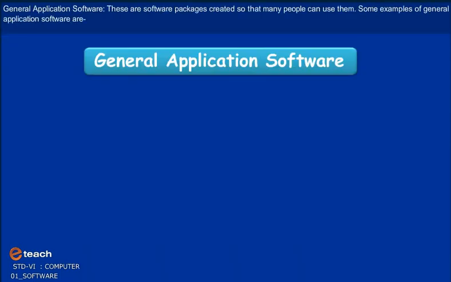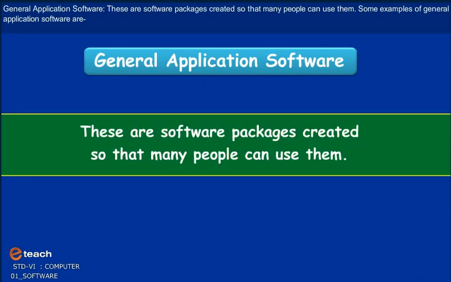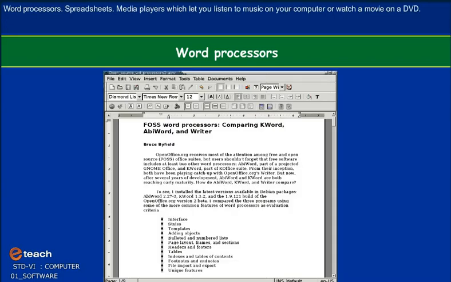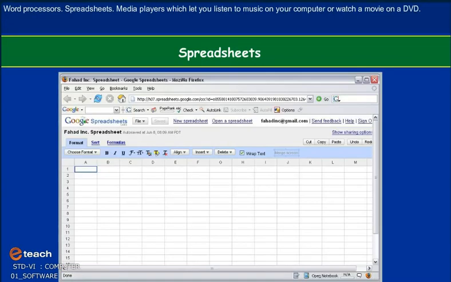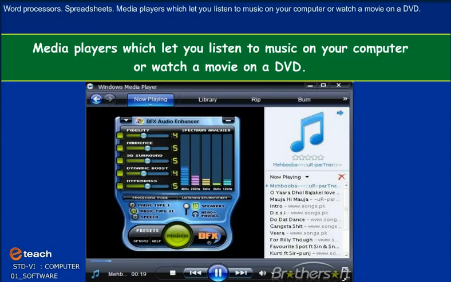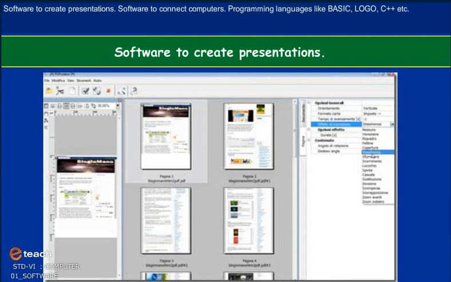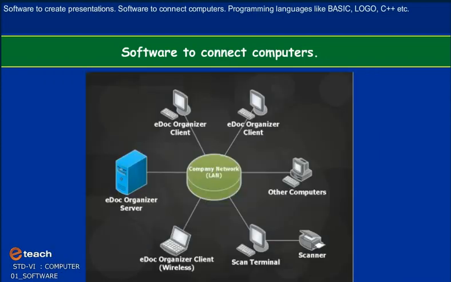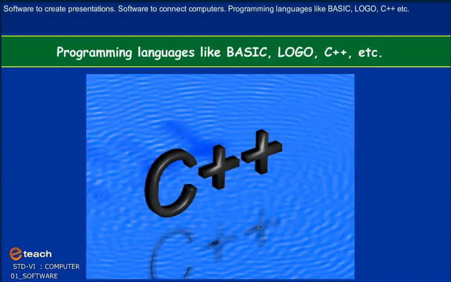General application software. These are software packages created so that many people can use them. Some examples of general application software are word processors, spreadsheets, media players, which let you listen to music on your computer or watch a movie on a DVD. Software to create presentations. Software to connect computers. Programming languages like BASIC, Logo, C++, etc.